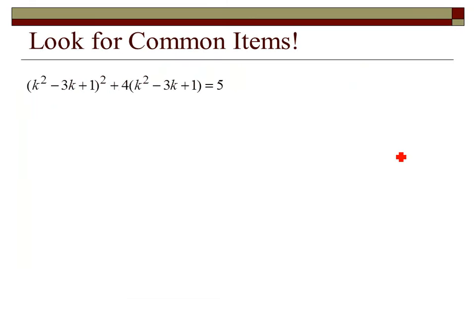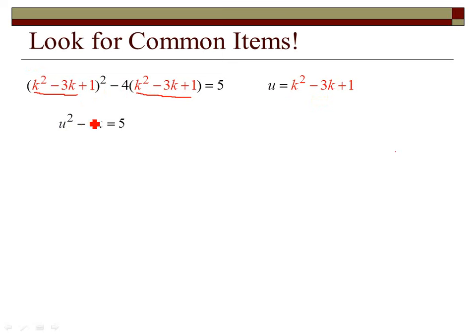So here's an example. What we have here is a really scary looking equation. Well, what we want to do is make an observation. Notice how we have this k squared minus 3k plus 1, and it's there more than once. So I want to replace these with another variable. I'm going to let u equal k squared minus 3k plus 1. This way, I can rewrite this as u squared minus 4u equals 5.